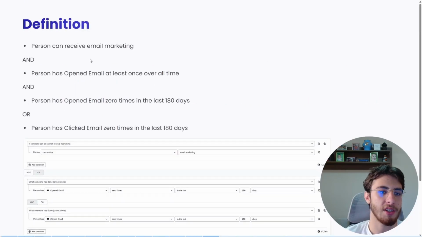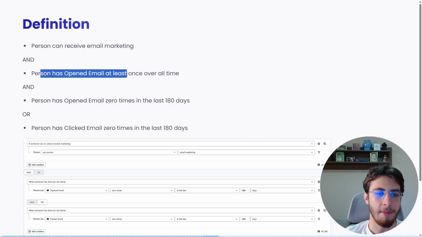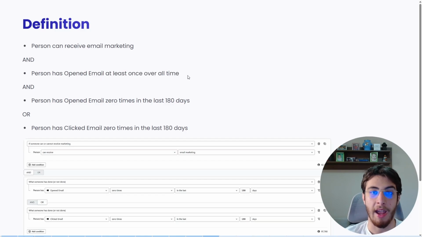That's it. Now, here's the definition. So, person can receive email marketing. Again, the same thing for every single segment, because we don't want to be emailing people who haven't actually agreed to it, right? Person can receive email marketing and person has opened email at least once over all time. So we want people who actually engaged in the past, at least once, and then haven't engaged ever since. So in a long time, basically.